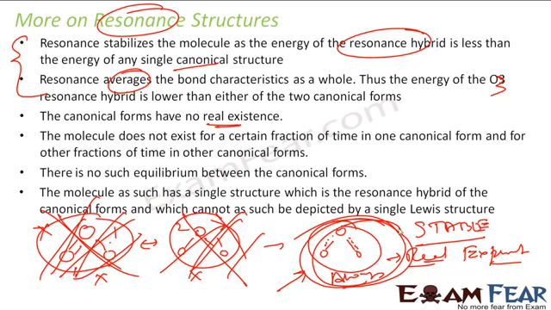For these kinds of structures, the resonance hybrid cannot be depicted by a single Lewis structure. These single structures are all wrong. So the moment you come across resonance, you don't think about a single Lewis structure. You should talk only about the resonance structure.